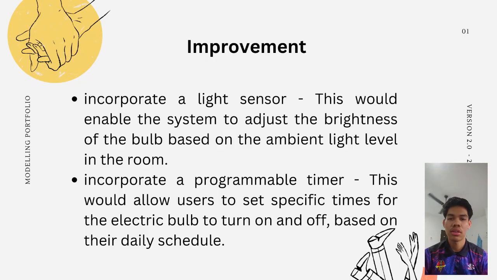Improvement for electric bulb. Incorporate a light sensor. This will enable the system to adjust the brightness of the bulb based on the ambient light level in the room. Second, incorporate a programmable timer. This will allow the user to set specific times for the electric bulb to turn on and off based on their daily schedule.